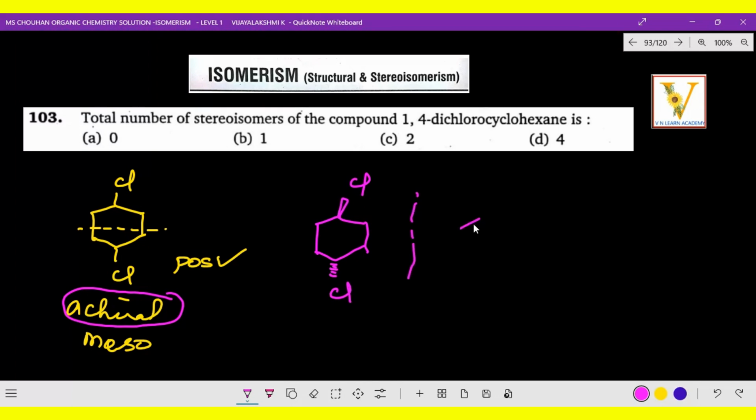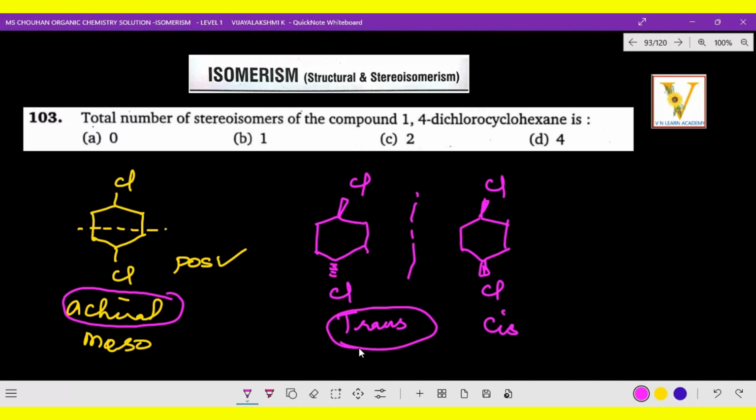And the other one, I just draw the structure of cis, right? So that will be easy. Both sides it is wedge. So this is Cl and this side also Cl. So this is cis and this is trans. I hope you got the clarity.